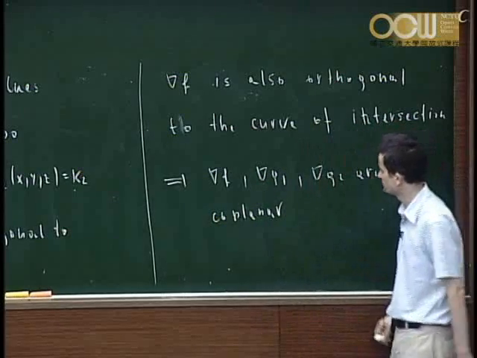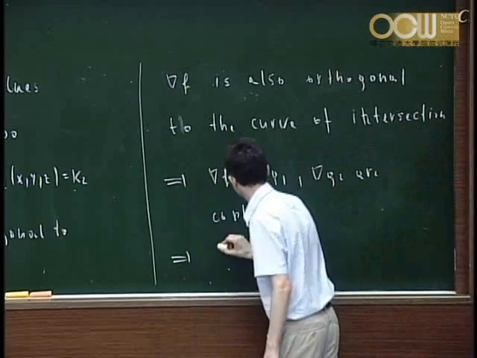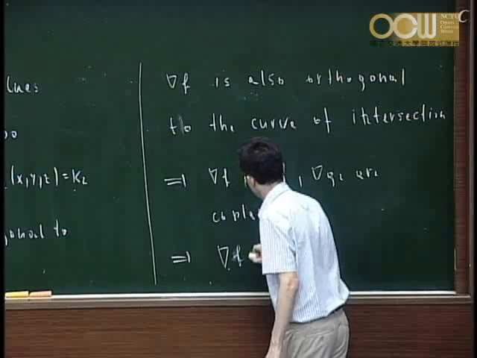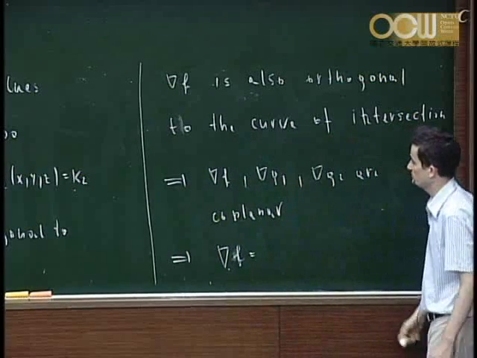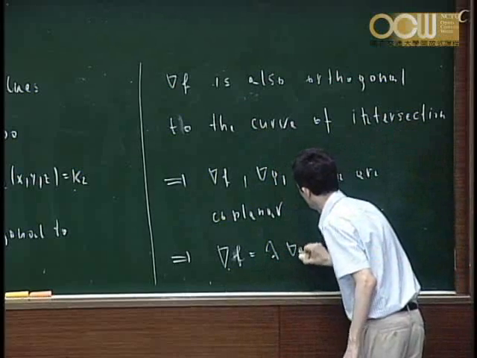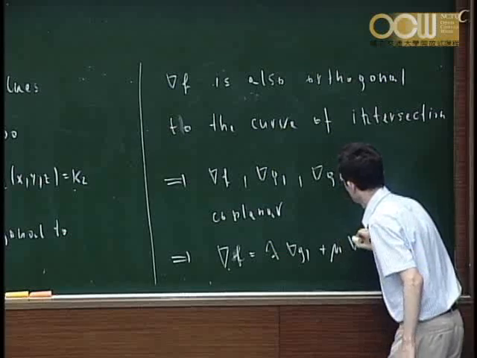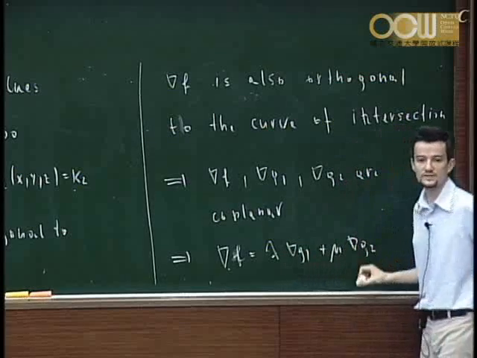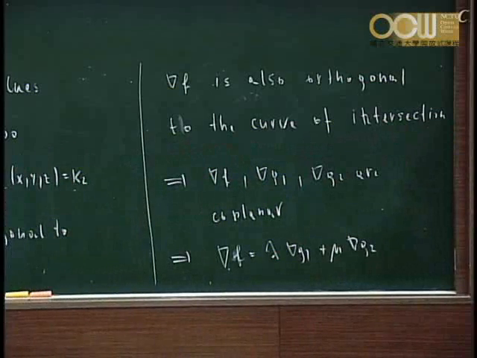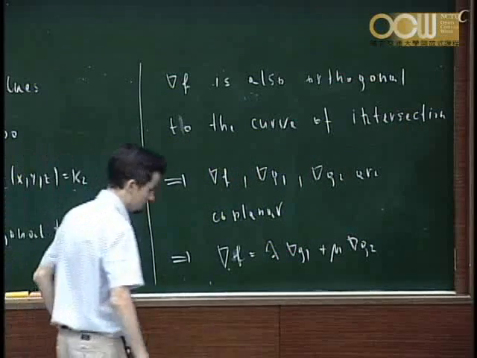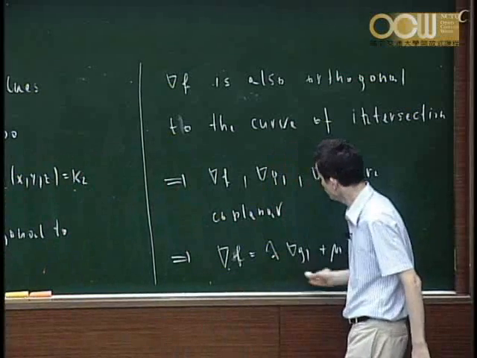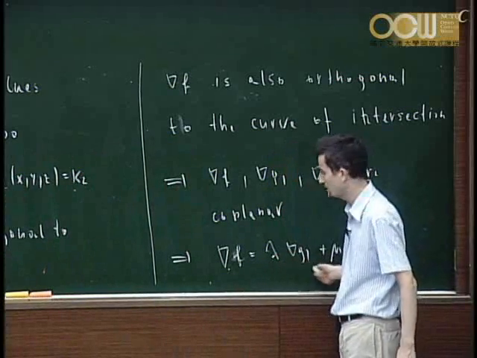Okay, which means that the gradient of f must be in the plane spanned by those two vectors. So you have some lambda and some mu, such that you have this equation here. So here, for two constraints, the equation which you have to solve is this one. Okay, so you have two Lagrange multipliers, lambda and mu.